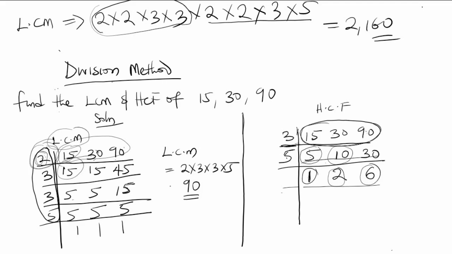And that is the end. We have come to the end of the road because nothing else can be done. No other factor will divide these 3 numbers completely without a remainder. So we stop here, and this becomes the HCF of these numbers 15, 30 and 90. So the HCF becomes 3 times 5, which is 15. That is the HCF.